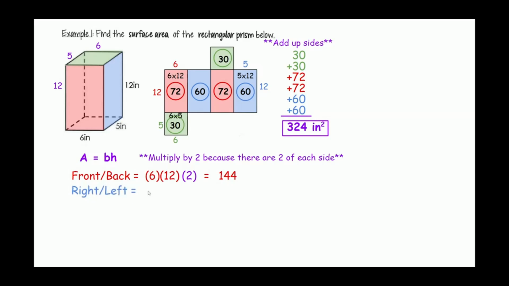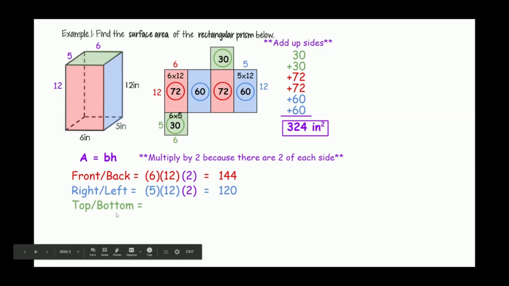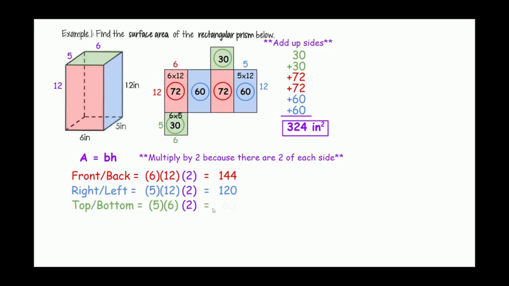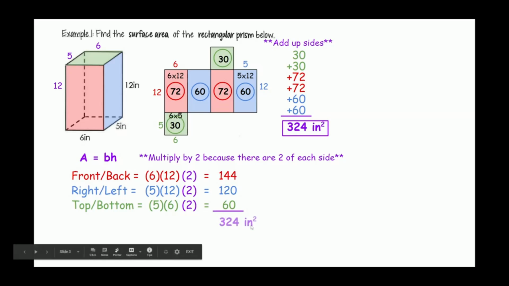The left and right side, the left is going to be 5 by 12. We multiply that by 2, and that gets you 120. And finally, the top and the bottom. The top and the bottom is a 6 by 5, or 5 times 6. We multiply by 2, and we get 60. Again, we add up the numbers, the front, back, left, right, and top, bottom, and we get 324 inches squared.